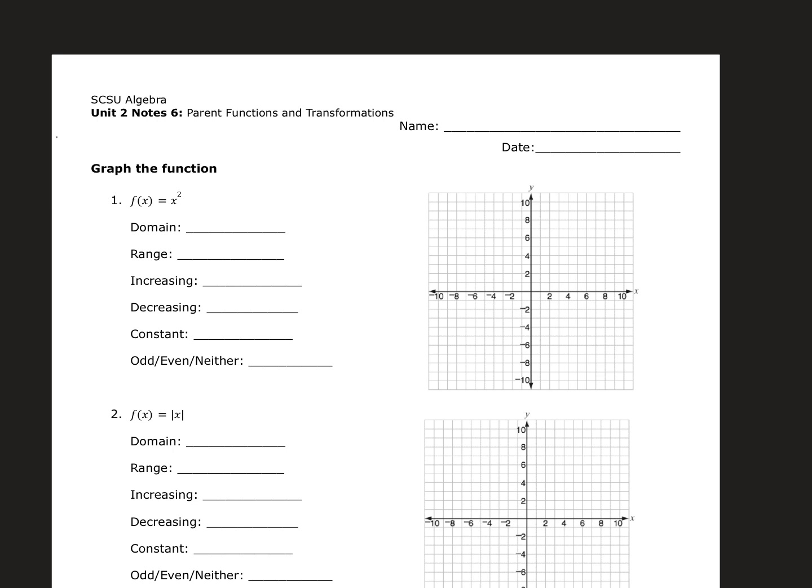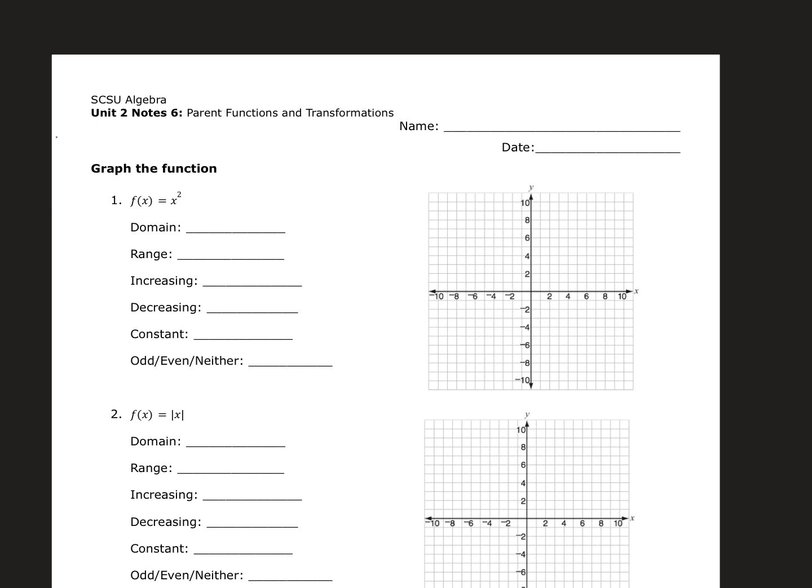They never change. So we're going to look at what some of those parent functions look like, and then we're going to use those to move them left, right, up, down, stretch them, shrink them, flip them around, all of these fun things. So the first parent function we're going to look at is f of x equals x squared.